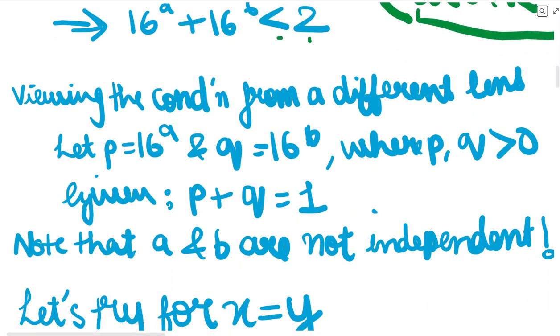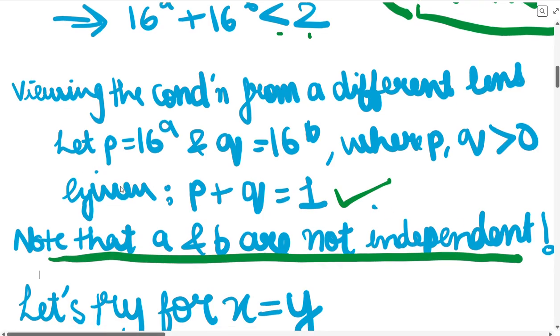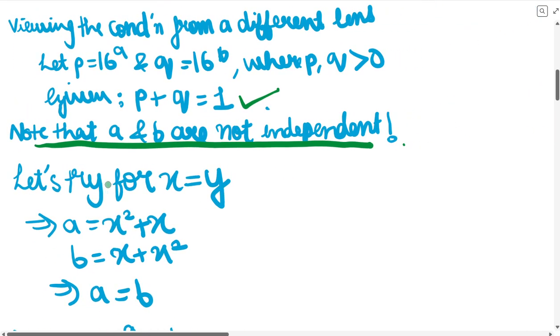Okay. Now we are viewing the condition from a different lens. We are still experimenting. Let's say that P is 16 raised to power a and Q is 16 raised to power b, where P and Q are greater than 0, of course. Given P plus Q is equal to 1, this thing is already given to us. Now note that a and b are not independent, because a is x square plus y and b is y square plus x, right?